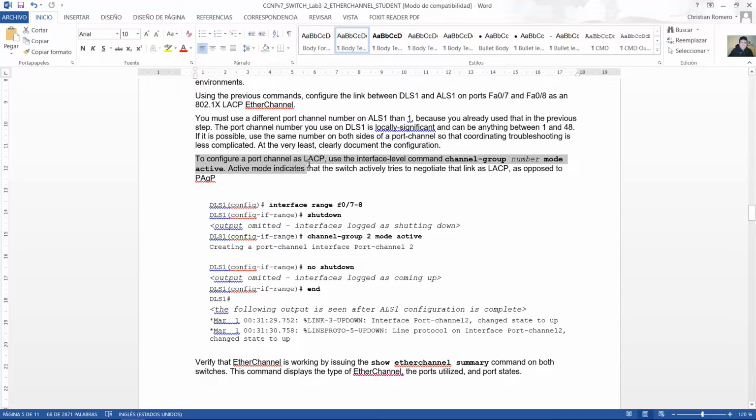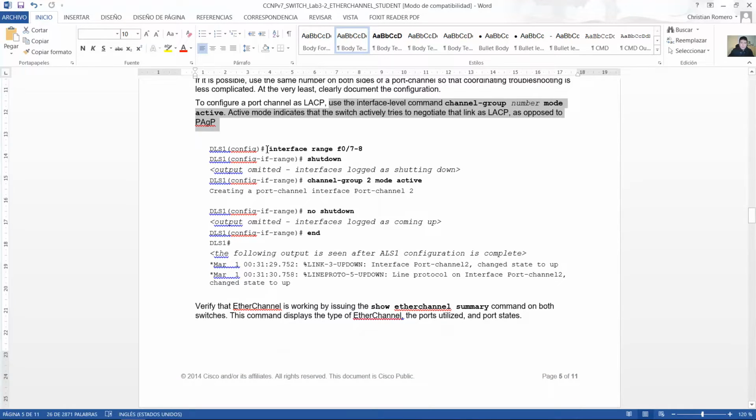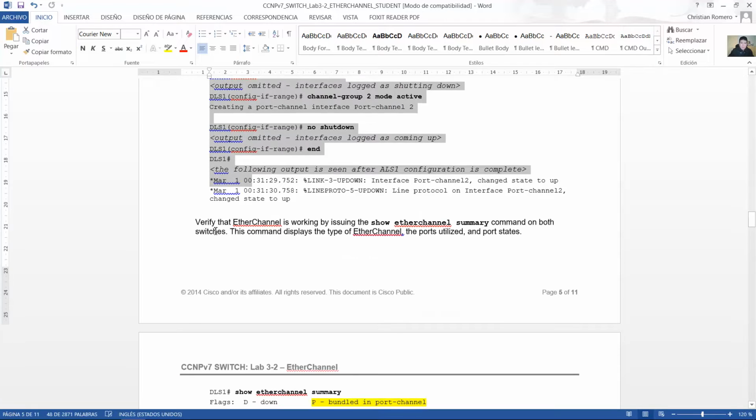Configure the port channel as LACP. Use the interface-level command channel-group number and mode active. Active mode indicates that the switch actively tries to negotiate that link as LACP as opposed to Port Aggregation Protocol. Okay, on both interfaces: shutdown, channel-group 2 mode active, and no shutdown on DLS1, and verify.